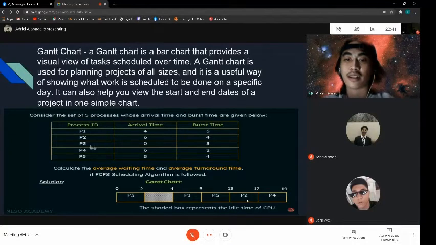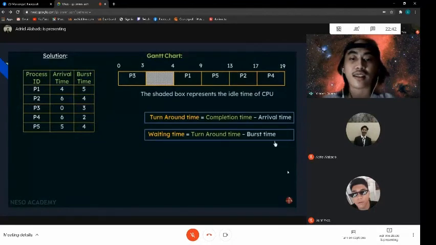And lastly, P4. Since 17 units of time is the completion of P2, P4 will start at 17 units of time, and its burst time is 2 units of time. P4 needs 2 units of time to execute. So 17 plus 2 equals 19. This is the final Gantt chart.